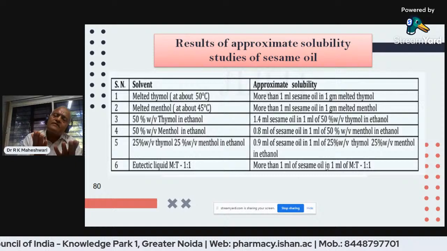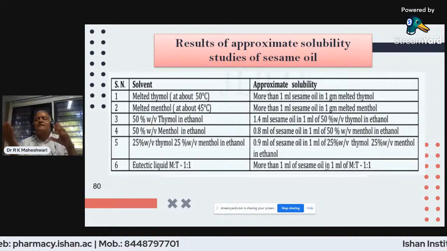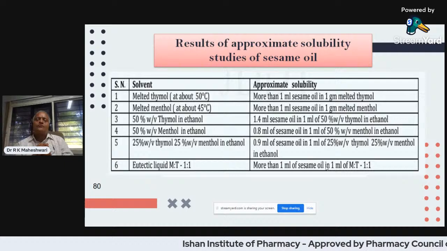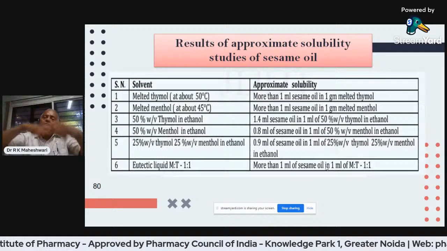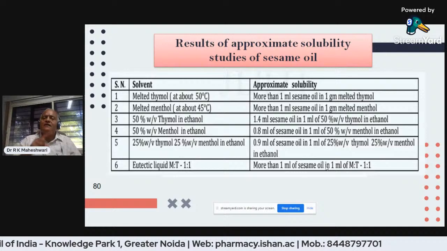What I want to tell you is, if you compare with hexane, the traces of thymol and the traces of ethanol are not so harmful. Sometimes people utilize a blend of ethanol and hexane, then perform the extraction, then remove it. But then also there are traces of hexane. But here, if you utilize thymol, there will be traces of thymol. So anyway, so many things are there to do.